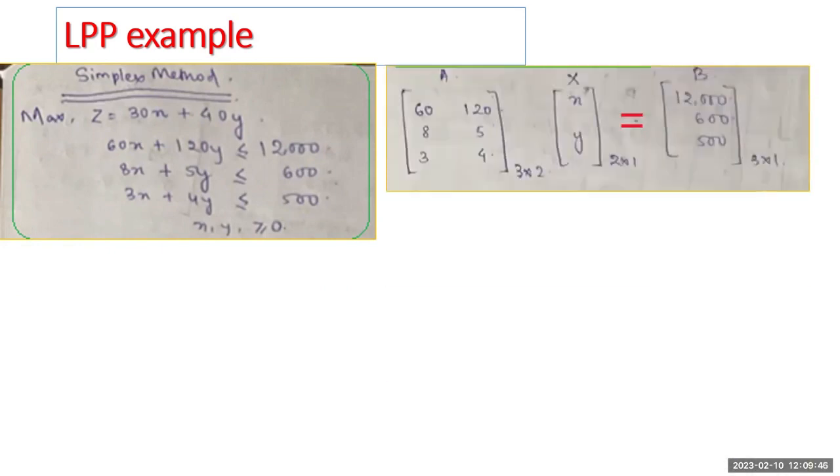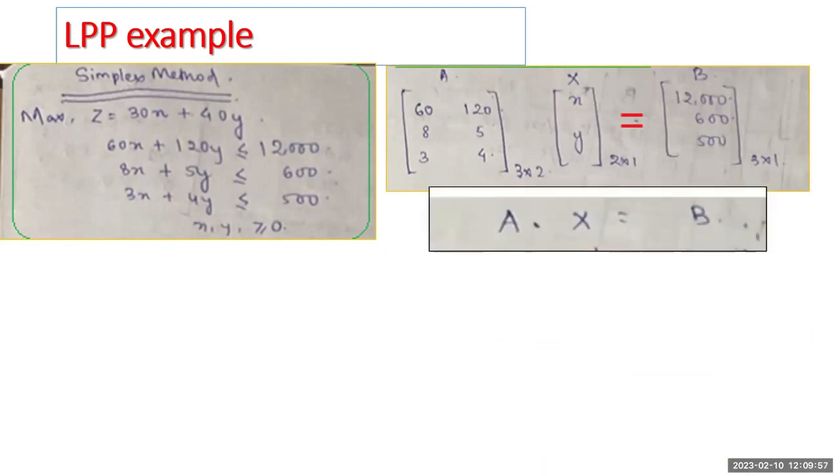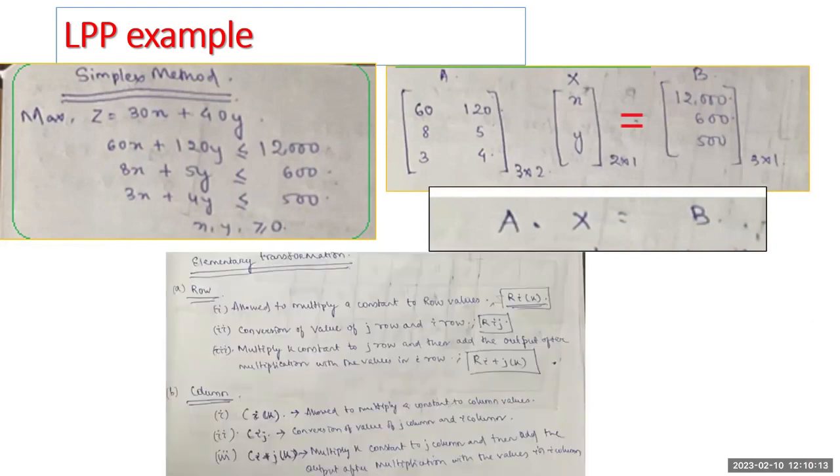And we'll be using the matrix algebra concept. If you have the coefficients as A and the variables as X, and on the right hand side we have the B values, we can put it as A into X equals B. We'll be changing A into a unit matrix by pre-factor multiplication. So the right hand side, whatever we have, will be the solution for the X value. For these changes, we'll be using elementary row transformation.